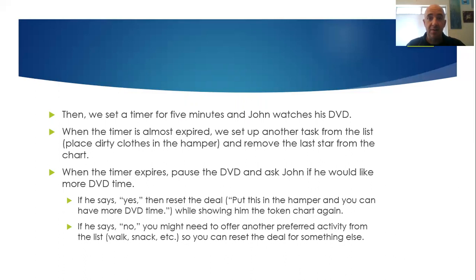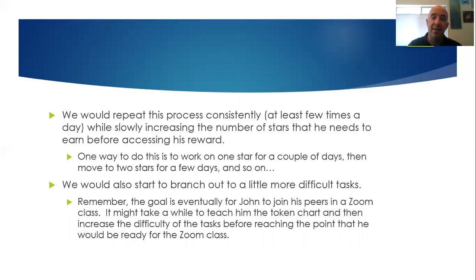When the timer expires, we pause the DVD and ask John if he wants more time. Again, if we're working on communication, you might use that as the task for him to use his language to ask for more time to earn that star. But for this situation, we're still going to use the dirty clothes. So he says yes, you reset the deal. Okay, put this in the hamper and you can have more DVD time, while showing him the token chart again. If he says no, you might have to offer something else. You're going to have to negotiate a little bit. You're going to reset the deal. And again, he puts the dirty clothes away. You come back, he gets that token, he gets more DVD time.